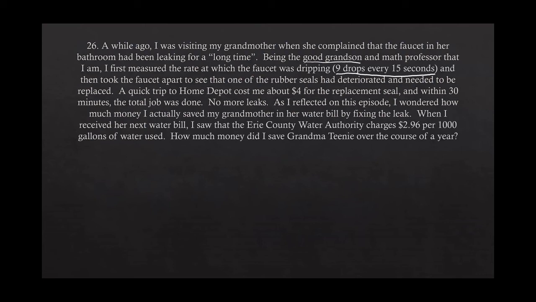And then took the faucet apart to see that one of the rubber seals had deteriorated and needed to be replaced. A quick trip to Home Depot cost me about $4. That might be important, right, for the replacement seal. And within 30 minutes, maybe, right, we always underline these number parts, total job was done. No more leaks. As I reflected on this episode, I wondered how much money I actually saved my grandmother in her water bill by fixing the leak.